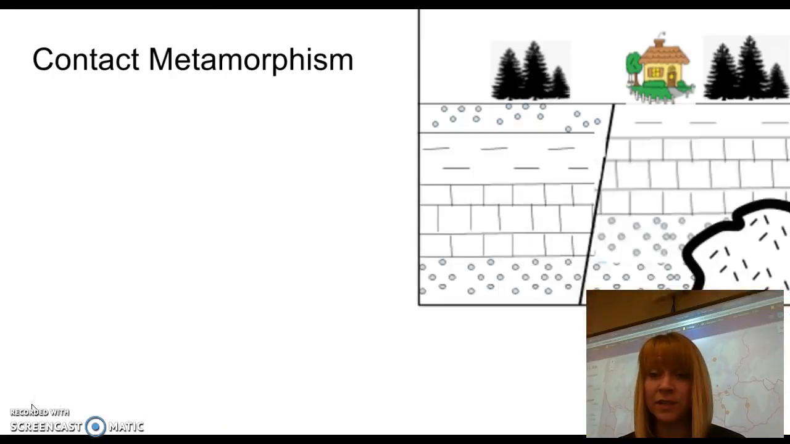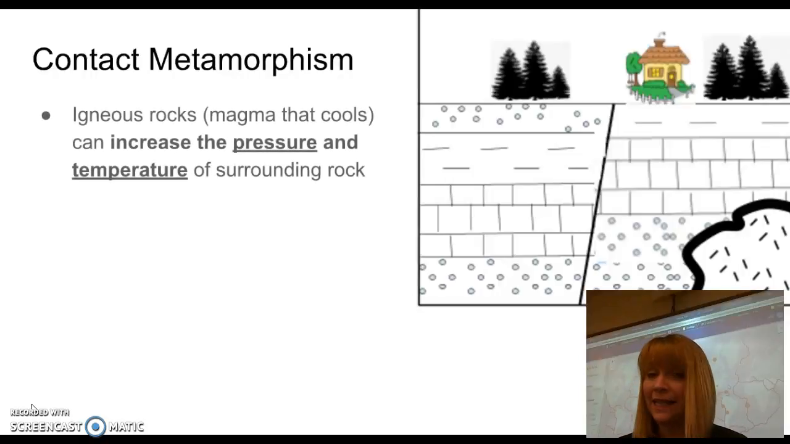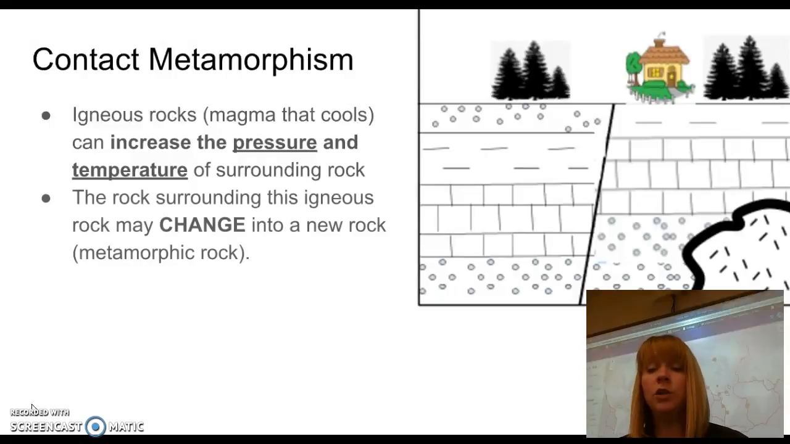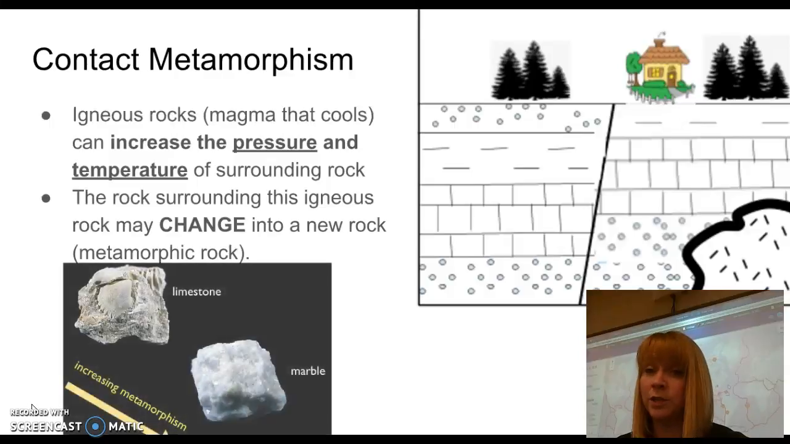Now, as that igneous rock is moving through, it could heat up and increase the pressure of the surrounding rock. When it does that, you do have the chance of a new rock forming, so you could have a metamorphic rock form. For instance, in this picture, I have my igneous rock starting to go through my sandstone layer and also my limestone. So there is the potential that that rock could change, and again, it would just be the area that's heated up with the increased pressure.